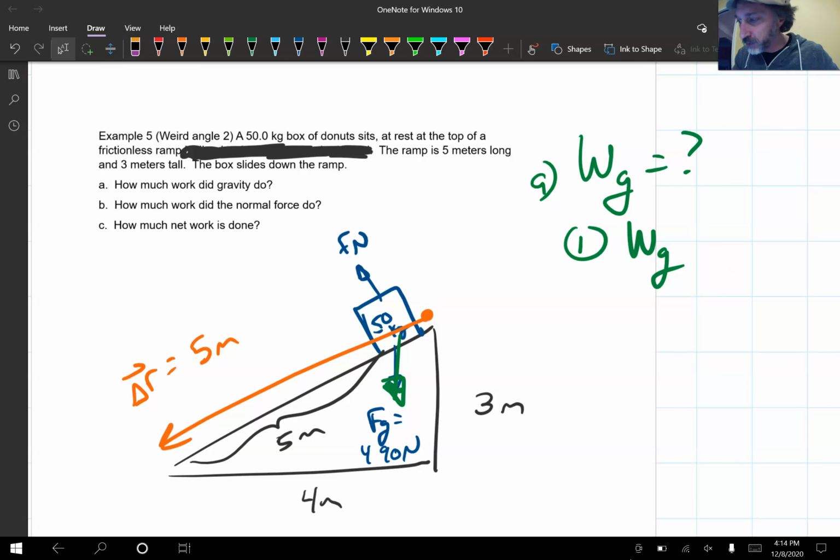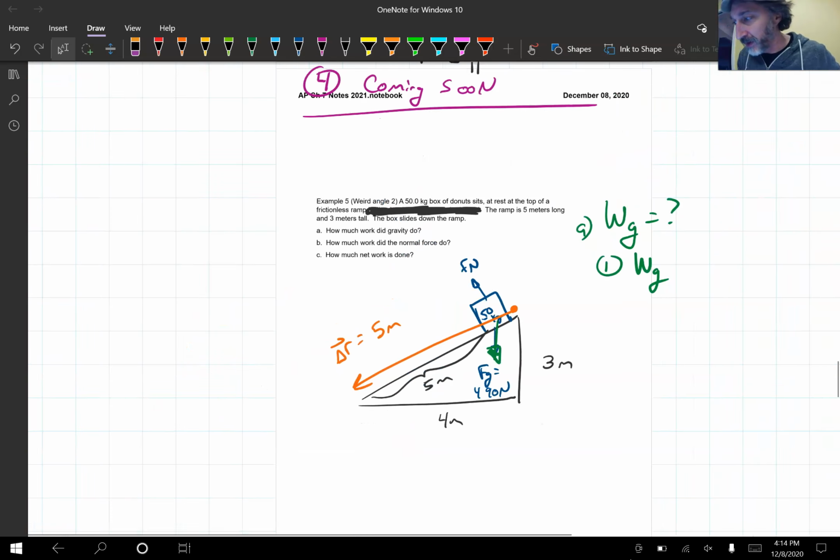Oh, no. Come on. I'm just trying to resize my screen.